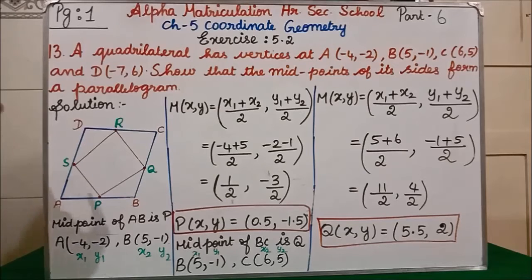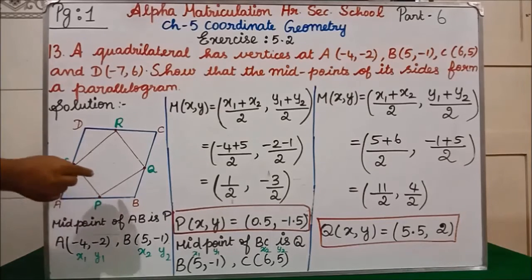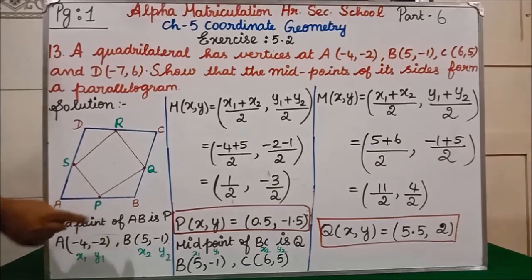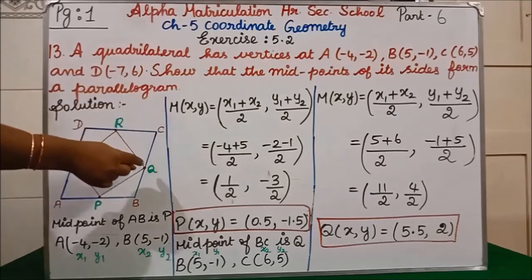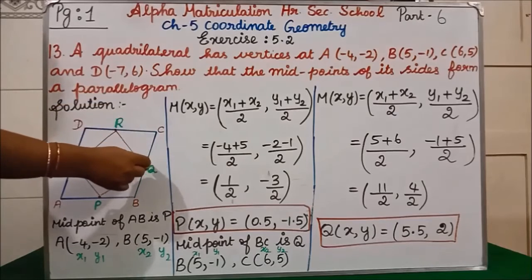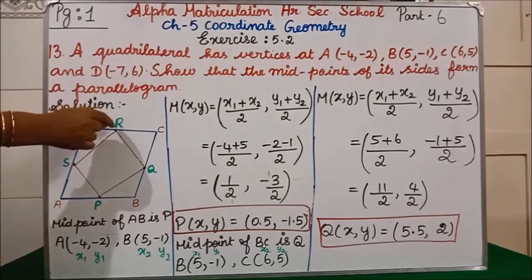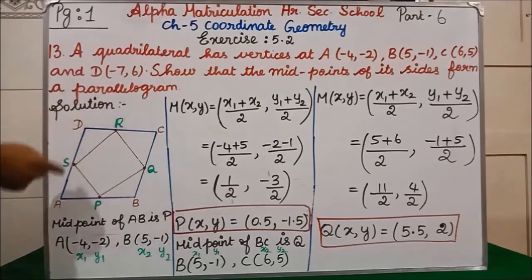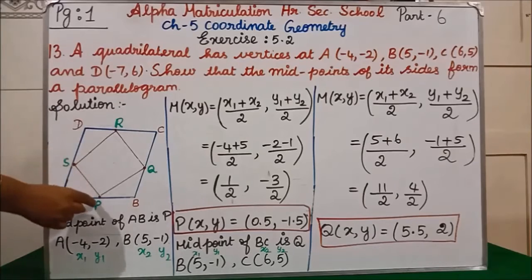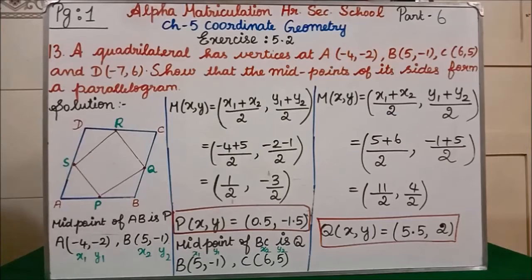Which means on side AB we are taking the midpoint and calling it point P. On side BC we are taking the midpoint as Q. On side CD we are taking the midpoint as R. On side AD we are taking the midpoint as S. Afterwards we are joining the lines. After joining, they are asking us to show PQRS is a parallelogram. We have to prove it.